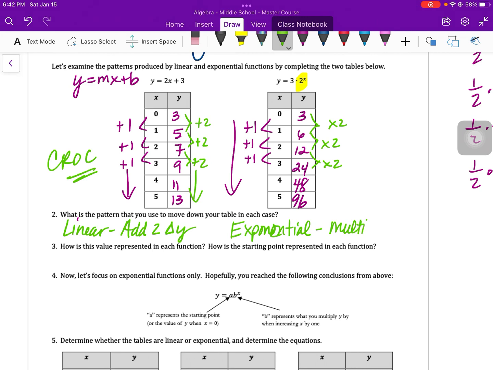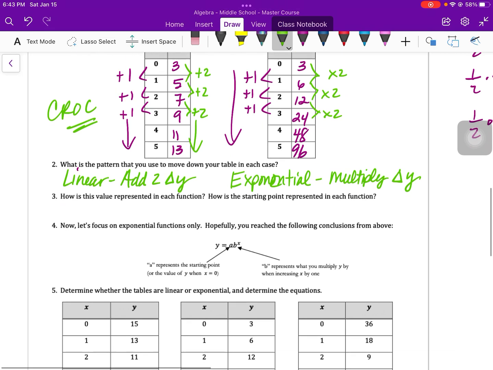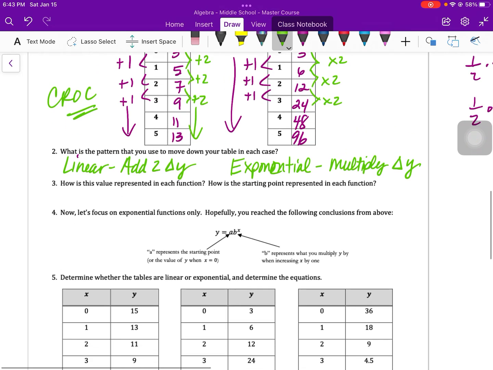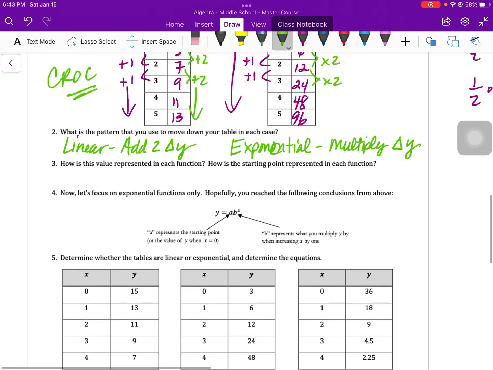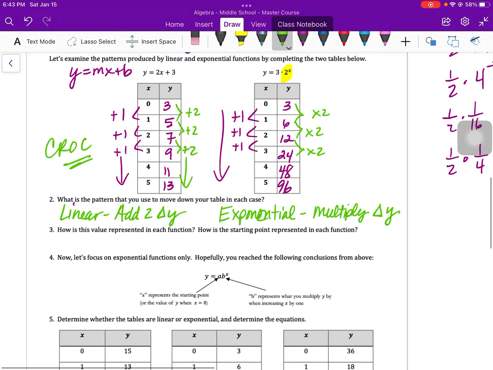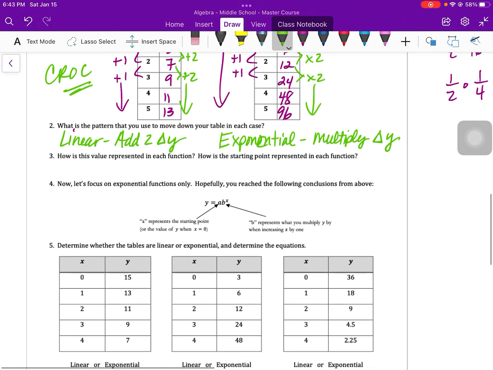you multiply for your change in y. Okay, so that's the difference between linear and exponential. Linear is going to be addition, exponential is going to be multiplication for the change in y. And again, that pattern continues all the way down your table.